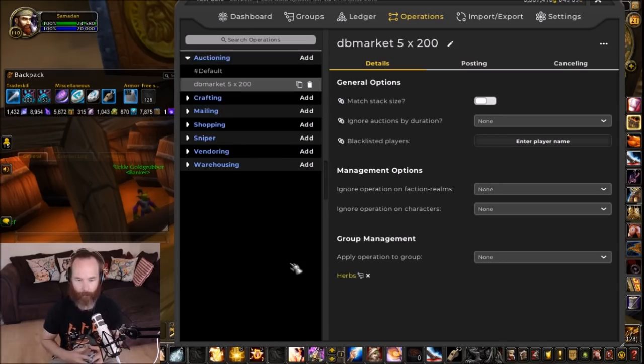Now if we want to do something very specific, we could do something just for Starlight Rose and put in exact values. But for this demonstration, I'm just going to use this one for now.